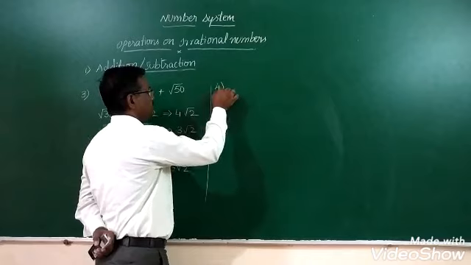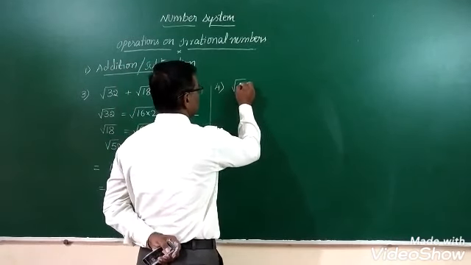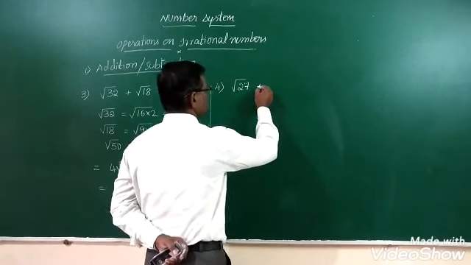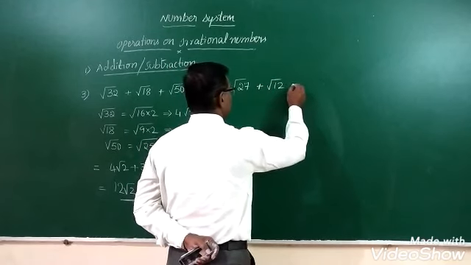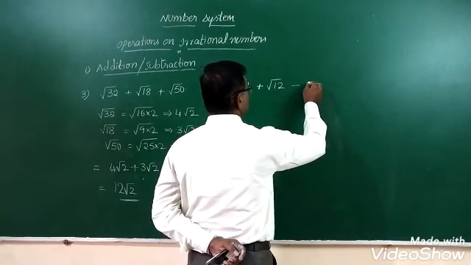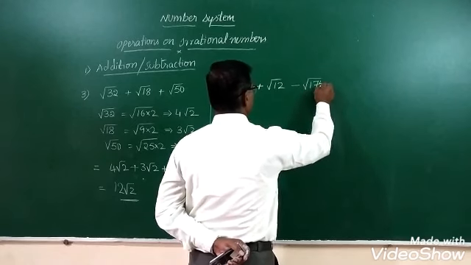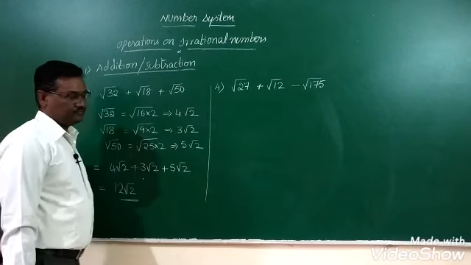Fourth one. Root 27 plus root 12 minus root 175. Yes, first we have to simplify the terms.